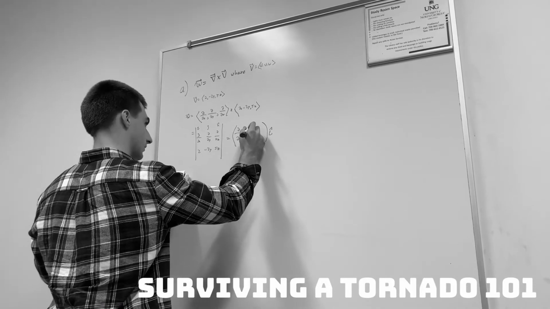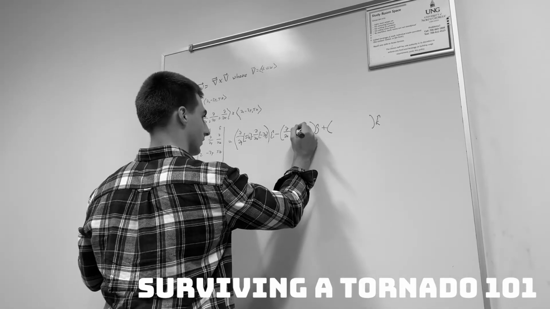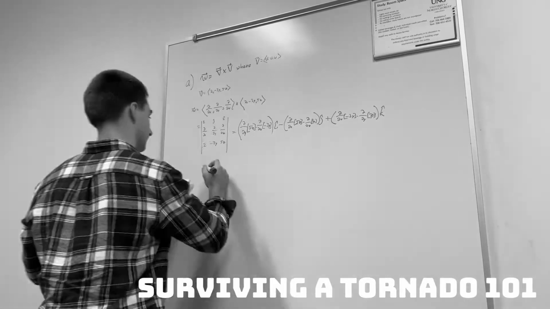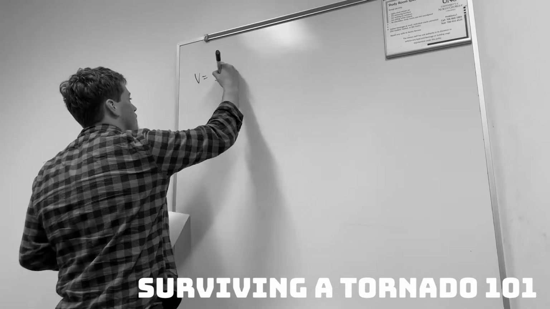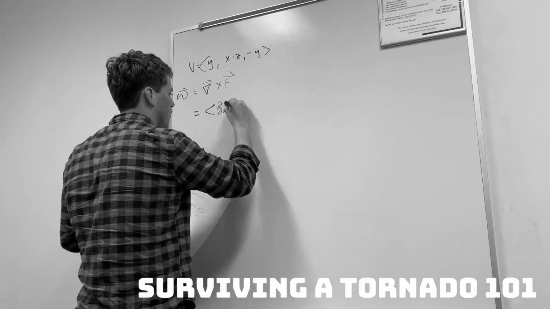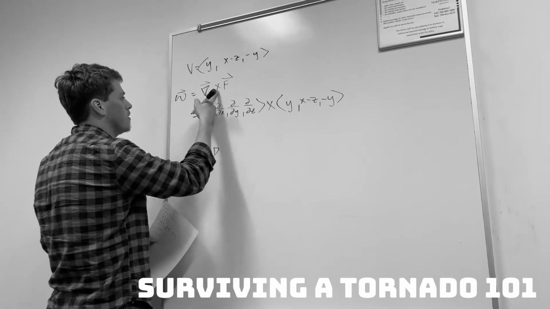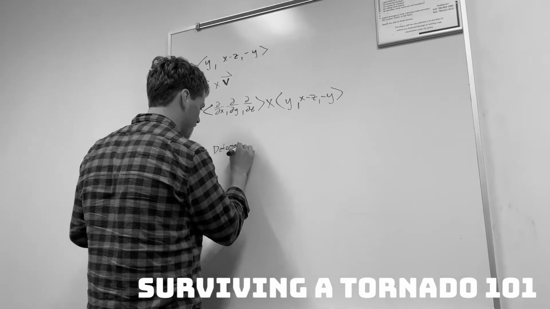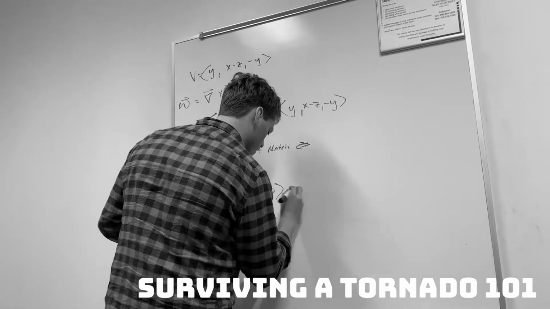So to find this, we cross the gradient with the velocity field, and we get a determinant which we calculate, and we get that the flow is irrotational because omega equals 0. For the second v function, we do the same procedure. We find the determinant, and we calculate that omega is also equal to 0 in the second v function, so that function is also irrotational.